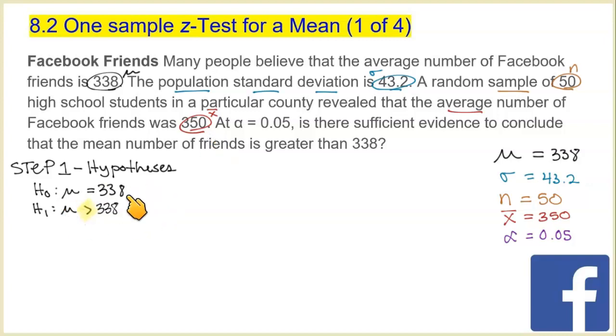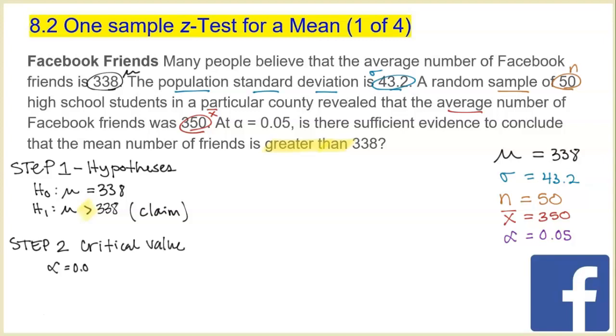So this is our first step in the hypothesis process. And then we identify our claim. Generally, in each problem, the alternative hypothesis is your claim unless stated otherwise. So in the problem, it doesn't say anywhere the claim is this. So we go with our claim being the alternative hypothesis. That's our first step. Second step is what is our critical value?